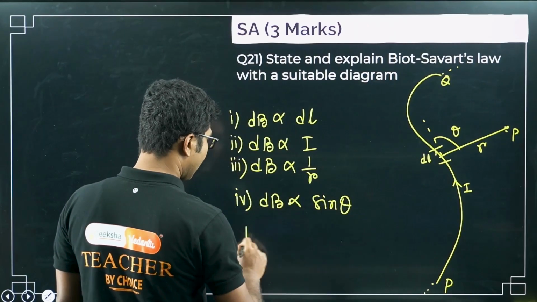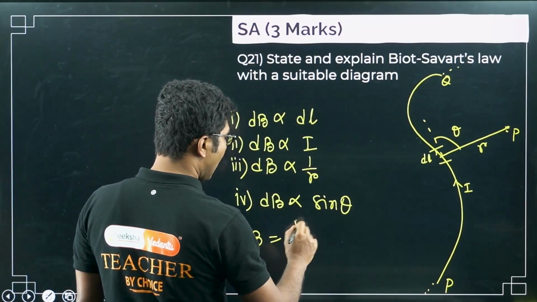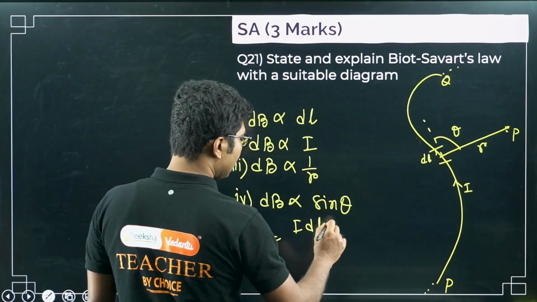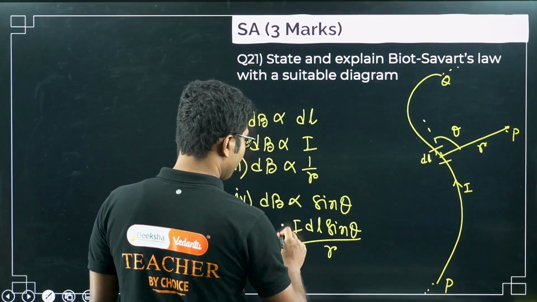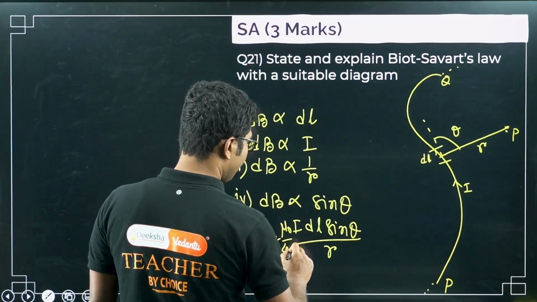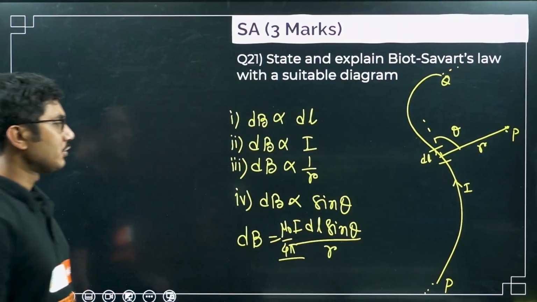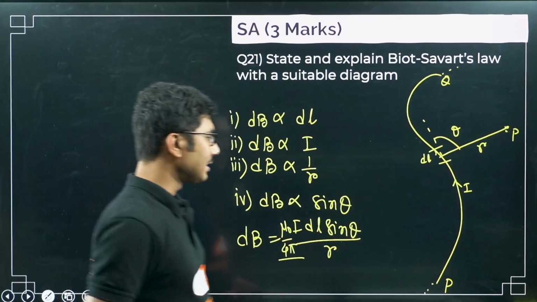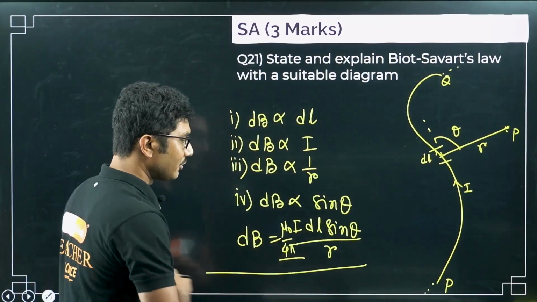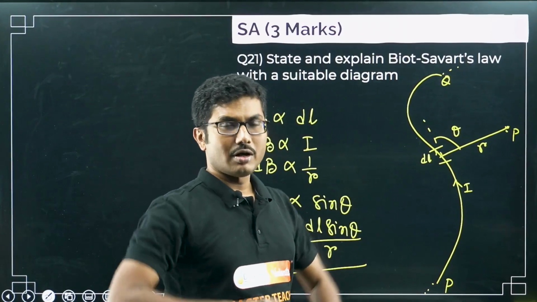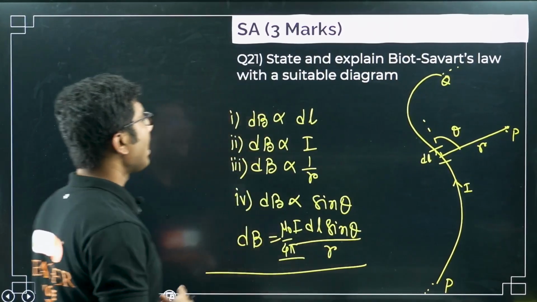Okay, combining we can write dB is equal to mu naught by 4 pi times I dl sine theta by r. Mu naught by 4 pi is the constant, so I dl sine theta by r is the way you can calculate the magnetic field at any point. So this is the Biot-Savart law. This much you have to write in your annual exam.